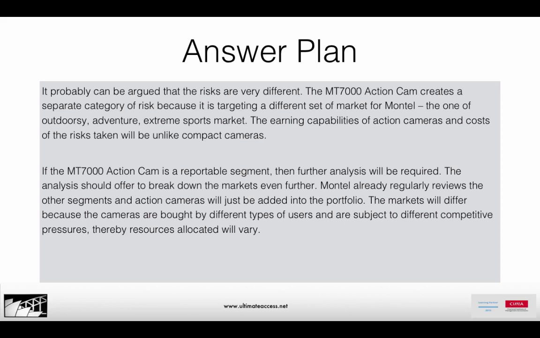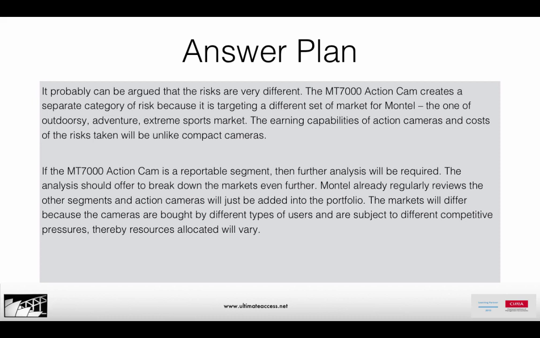It probably can be argued that the risks are very different. The MT7000 Action Cam creates a separate category of risk because it is targeting a different set of market for Montel, the one of outdoorsy adventure extreme sports market. The earning capabilities of action cameras and cost of the risks taken will be unlike compact cameras.